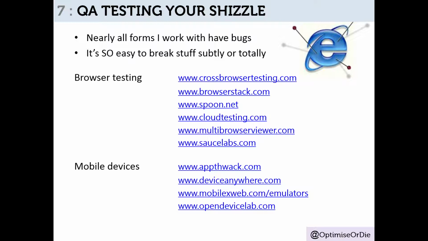Figure out what your customers are using and then test with that. That's the important thing. And for mobile, appthwack.com and also deviceanywhere.com are fantastic because they allow you to rent a mobile device by the hour and actually run stuff on it. It's a real mobile device in a cabinet in the cloud on the internet. So you can rent out a phone in California if you like and install apps on it and play with it and make calls and do everything else.